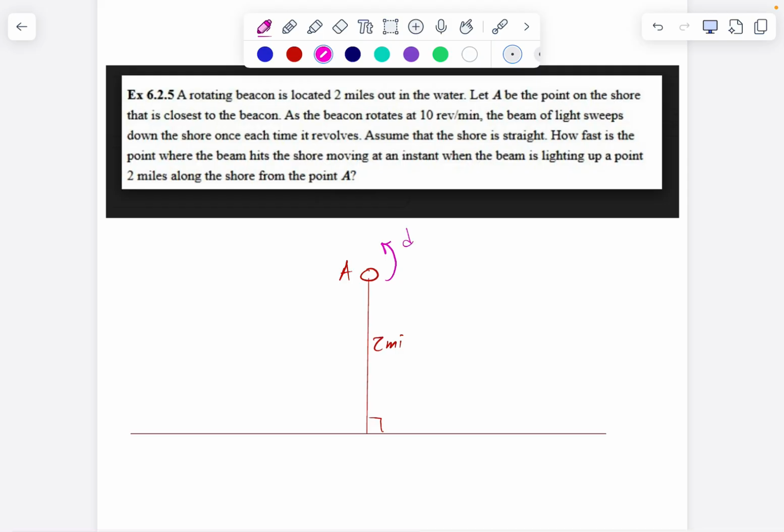So the beacon is rotating at 10 revolutions per minute. But we don't have any calculus that does revolutions per minute. You know what I mean by that? When things are turning or sweeping through an angle, what do we measure that in? Radians, right? So we need this in radians per minute.